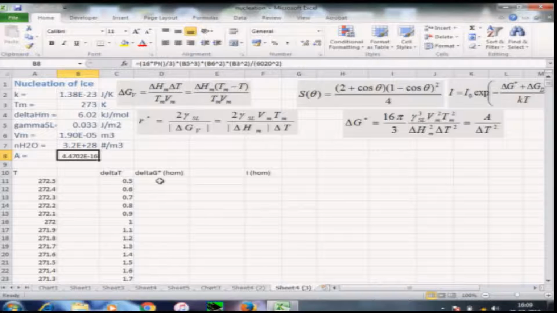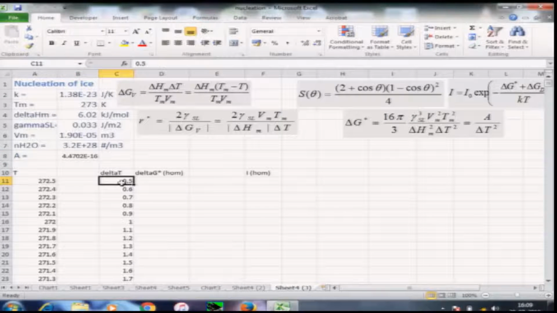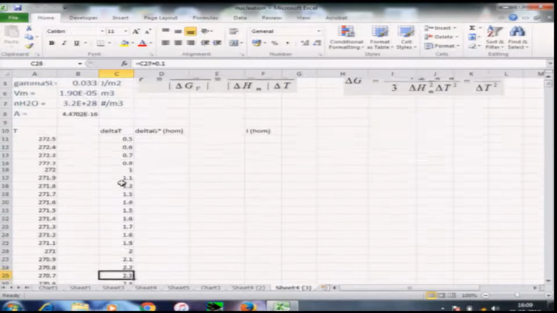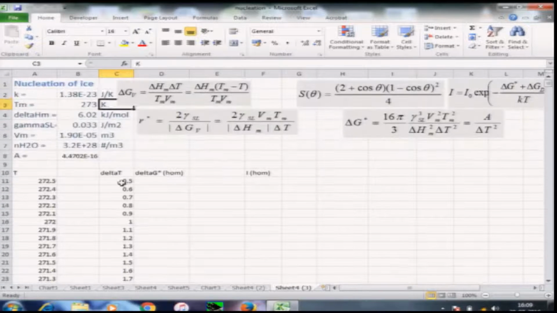Now, I have already put down in the cells different values of undercooling, and corresponding to the undercooling the temperature we are looking at below the melting point of 273 degrees Kelvin. So, the first temperature we look at is 272.5, which gives me an undercooling of 0.5. So, let me calculate delta G star, and here I have put this term HOM to stand for homogeneous, just to remind you that we are still dealing with homogeneous nucleation.